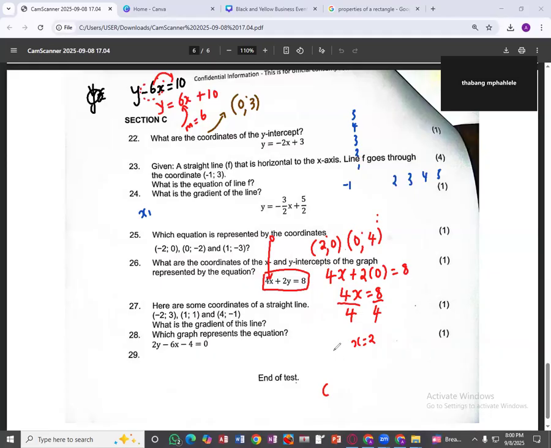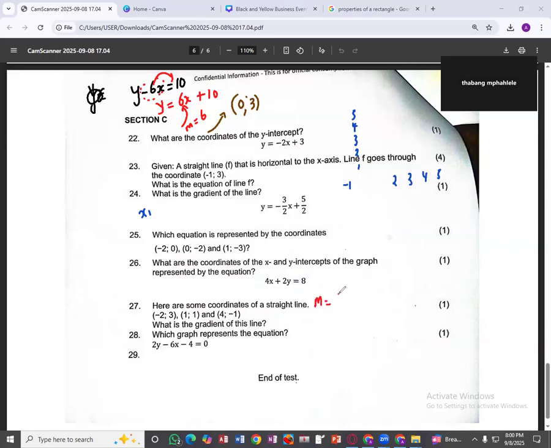Okay, here are some coordinates of a straight line. What is the gradient of this line? To find the gradient of a line, guys, remember, you just say change in y over change in x. You say y2 minus y1 over x2 minus x1. So let this be your x2, this be your y2, this be your x1, this be your y1. Just pick any point and say this is my x1, my y1, this is my x2, this is my y2.